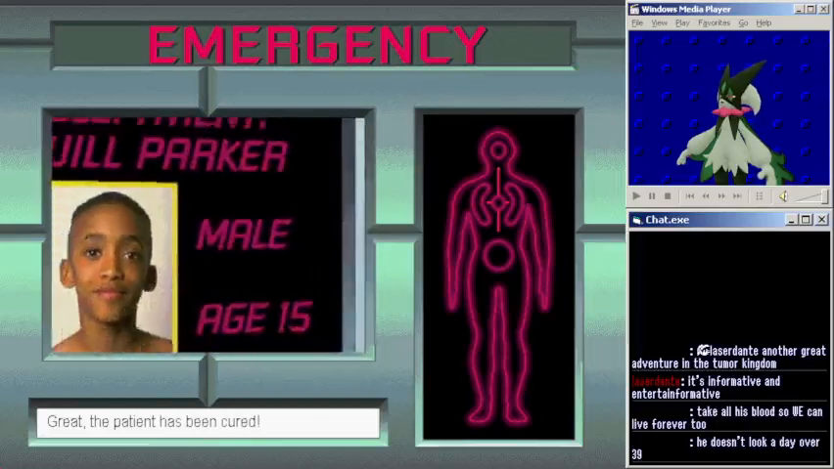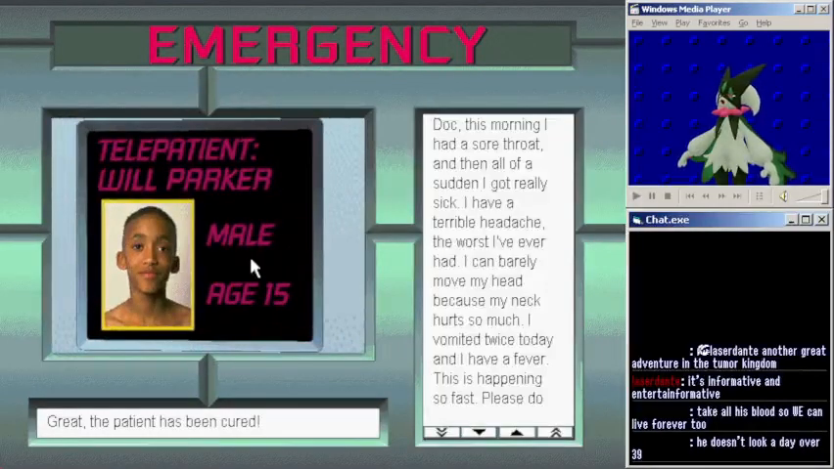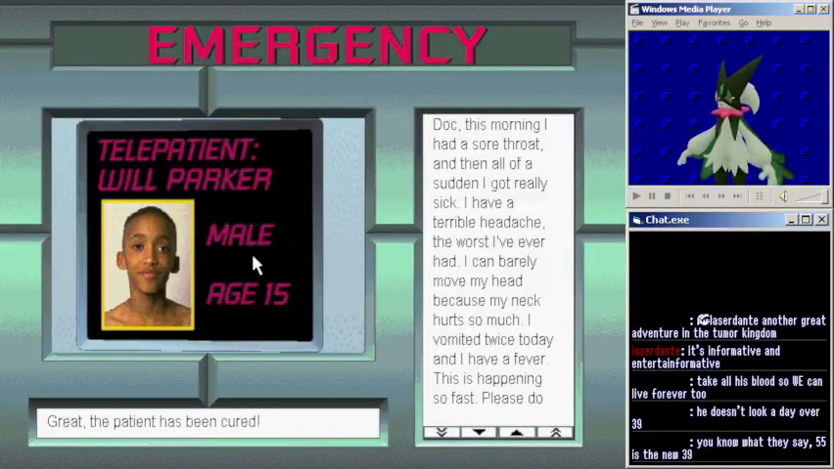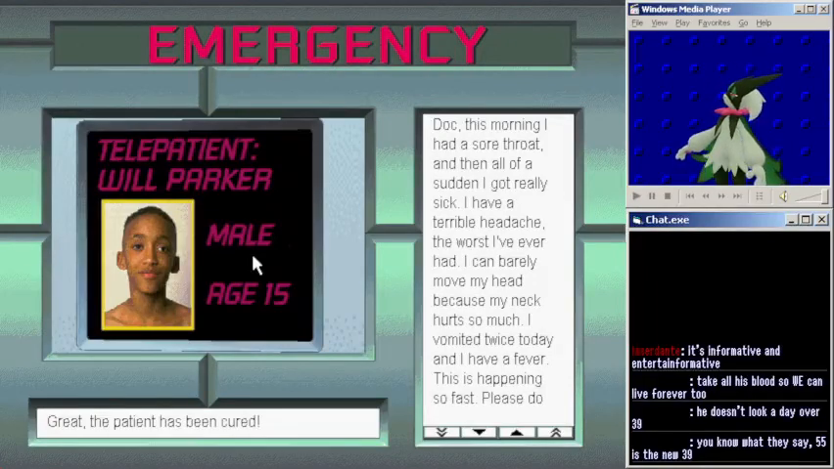Oh, Will Parker, male, age 15. 55 is the rule 39. Yeah, I guess maybe we have made a few enhancements in medical science since 1990. Five? I'm not even 100% sure of the year on this one now. Earliest computer I can remember using it on is the AST Advantage. Yeah, that's what we had.